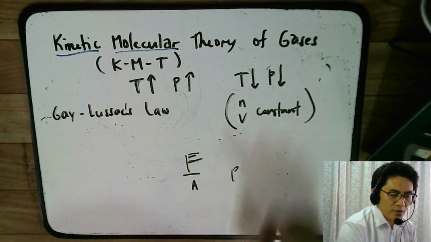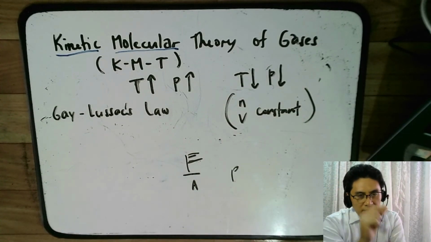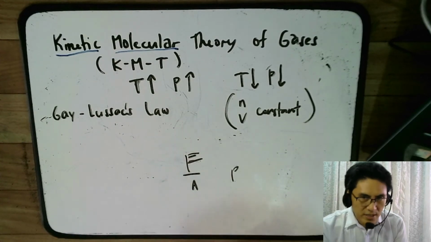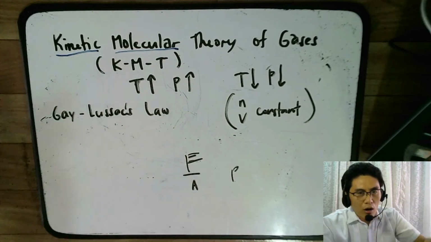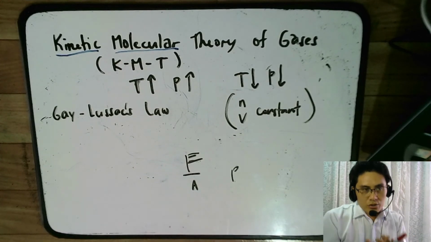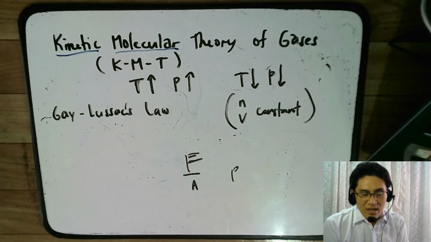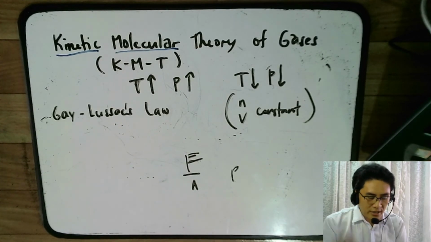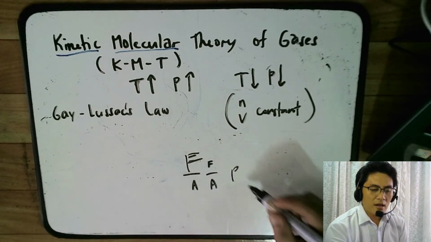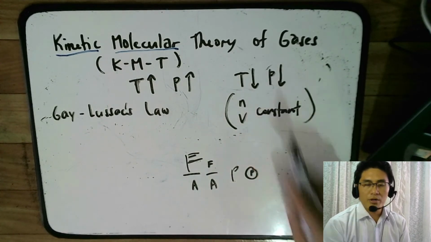Now, if you decrease the temperature, you are lowering the kinetic energy of all the particles. So the particles slow down in their movements. They still hit the wall, but not with the same force as when they were more energetic. As a result, the force becomes smaller. You still use the same area, so you produce a smaller pressure. So when you drop the temperature, the pressure also goes down.